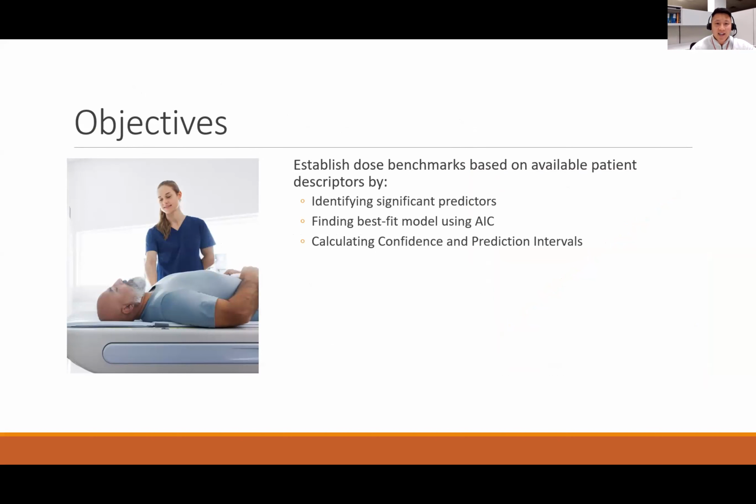so that when a patient comes in, we can identify a dose outlier based on their age or their weight and so forth. I want to see if we can model it using the data that we get from the CT scanners, and then calculate the confidence and prediction intervals for this model in order to identify these outliers based on such predictors.